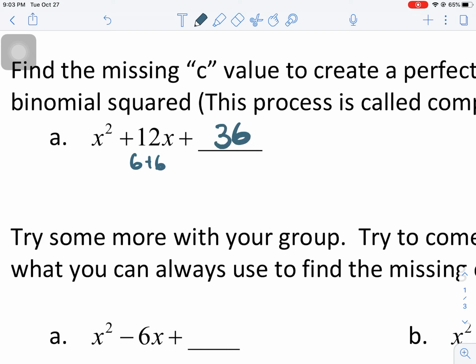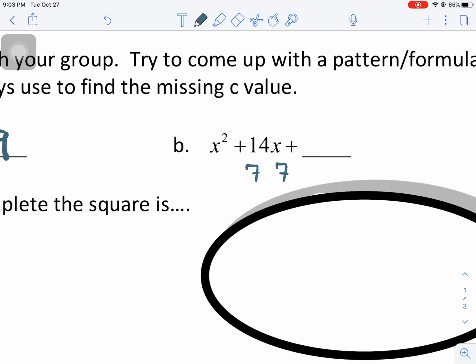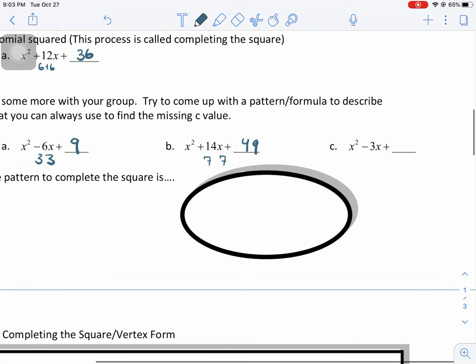Okay, so I know it says try more with your group and try to come up with a pattern, but in this case, we're just going to actually talk about what the pattern is, okay? So here we would do 3 and 3, right? That would make 6, so 3 squared would give us 9. For 14, that would be 7 and 7 would make 14, so that would be 49.